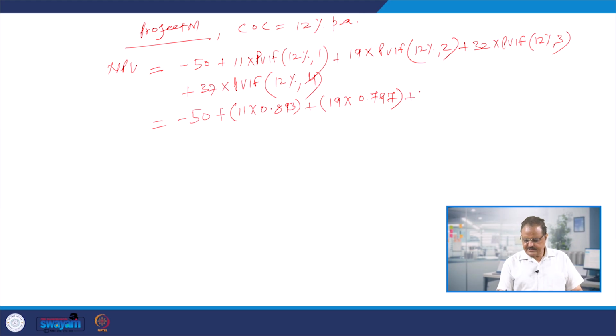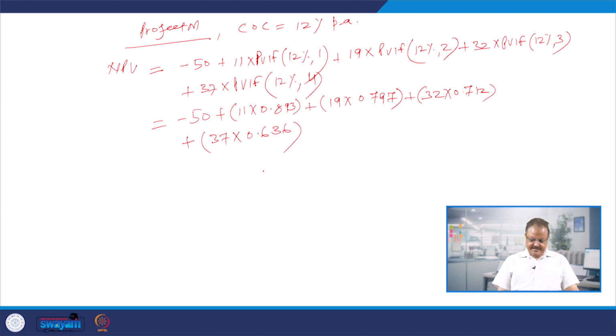So this is the next one, 32, and the PVIF value at 12% and for 3 years is going to be how much? This is going to be 0.712. If you multiply, 32 is to be multiplied by the factor 0.712. And the last factor we are going to take here is for the last cash flow, 37 into the last factor, which is going to be 0.636.